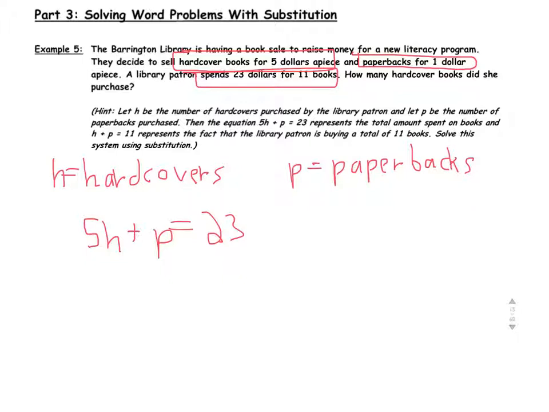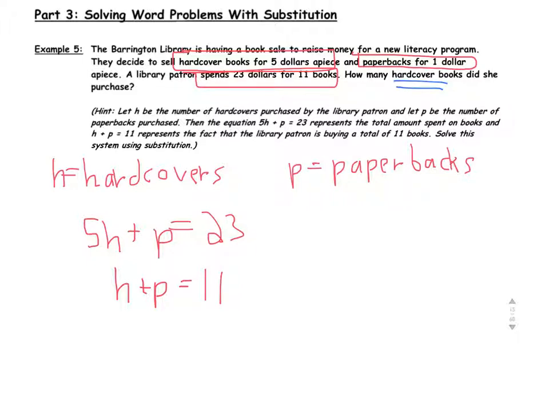Now the second equation is that a total of 11 books were purchased. That's hardcovers and paperbacks put together, so H plus P equals 11. Our first equation represents the money spent: 5H plus P equals 23. The second equation represents how many books were bought: hardcovers plus paperbacks, 11 books total. Now let's use substitution to solve this system so we can find how many hardcover books were purchased.